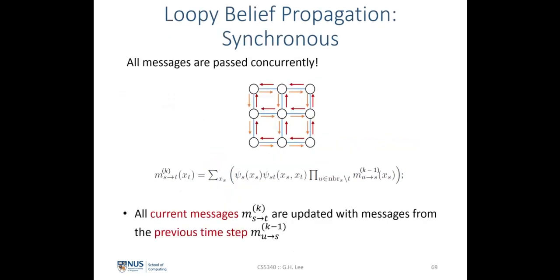In the case of synchronous message passing, we'll pass all the messages concurrently. We won't wait for all the messages to reach a certain node, but we will pass all the messages concurrently. This means that, given the messages from the previous iteration, we'll concurrently update all the current messages at the current iteration, for every single random variable, with the messages that were computed in the previous time step.